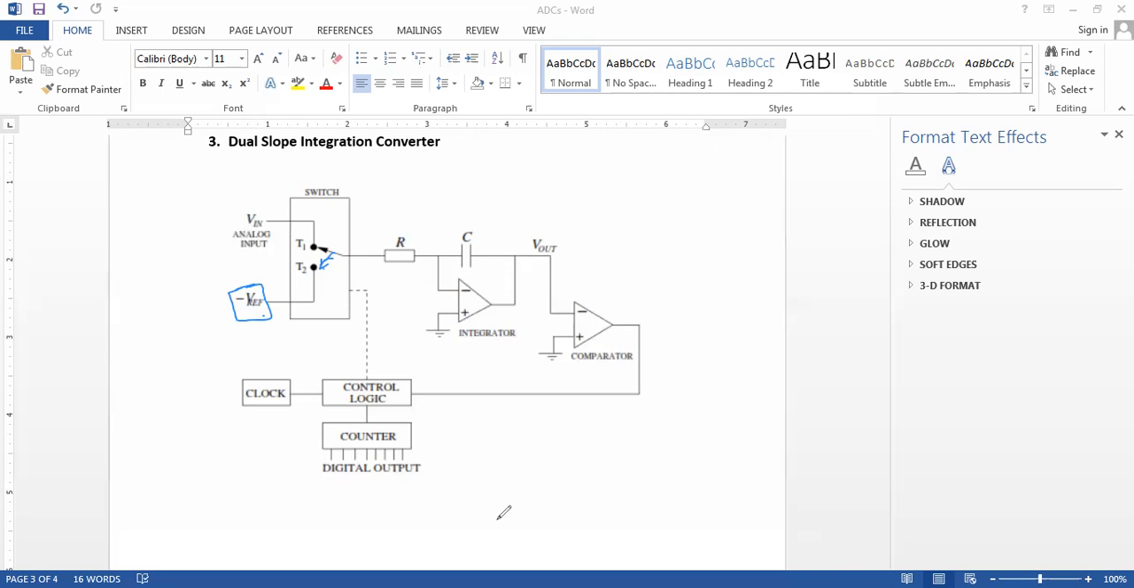The last ADC is what we call the flash ADC. Again, allow me to share the screen for the flash ADC.